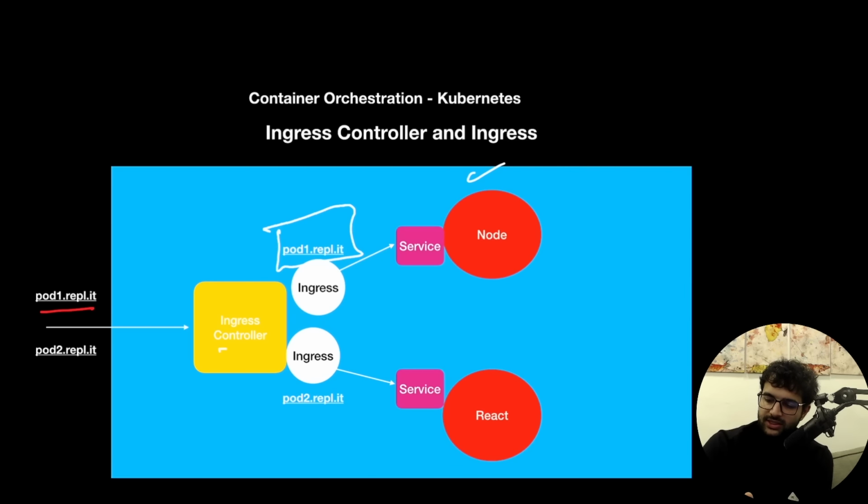What are these constructs here? What is this? What is this? We'll see how you can create them. We'll see later how you create a node, how you create a service, how you create an ingress, and how you create an ingress controller. But the architecture looks like this.